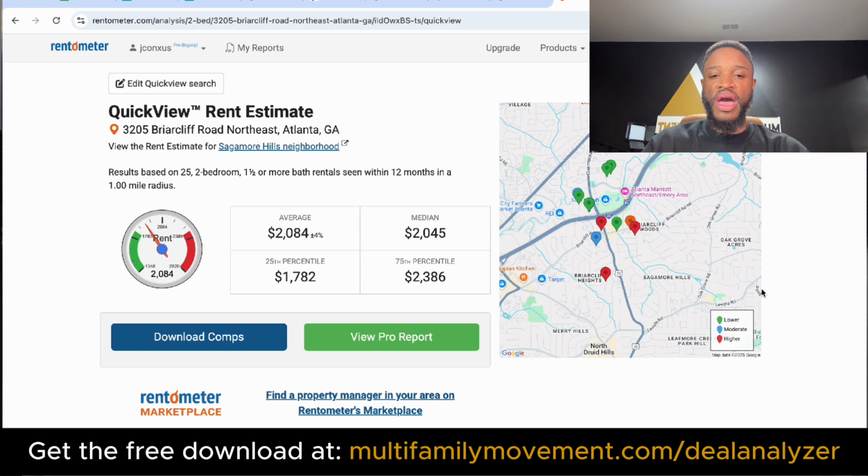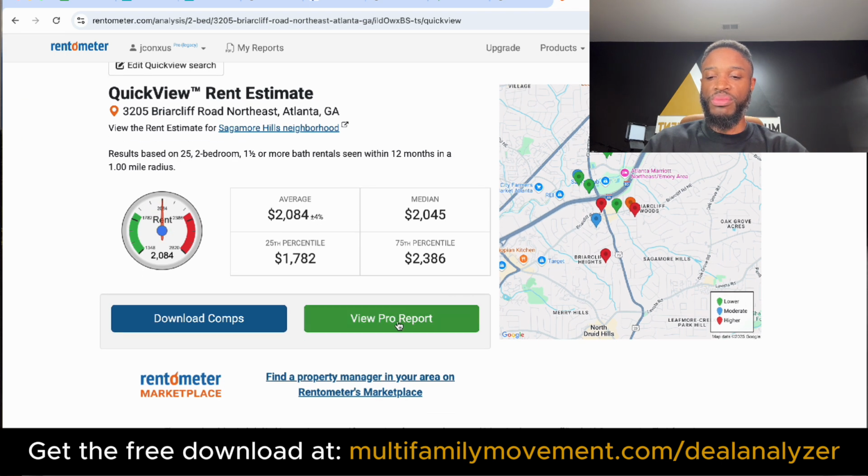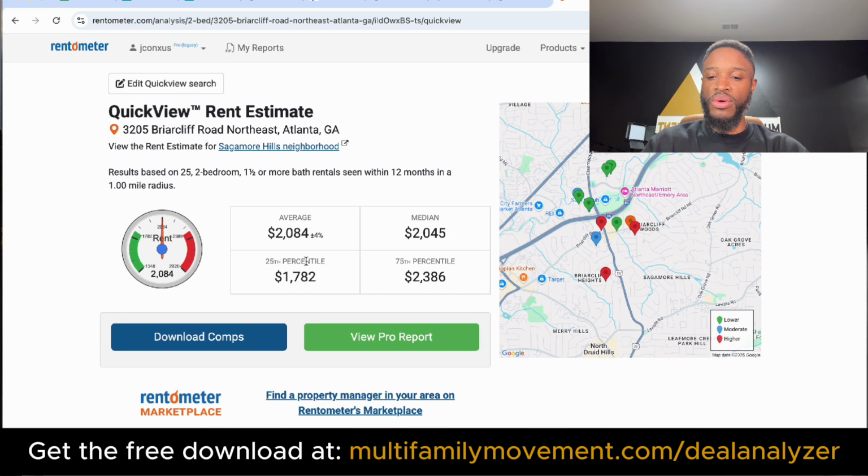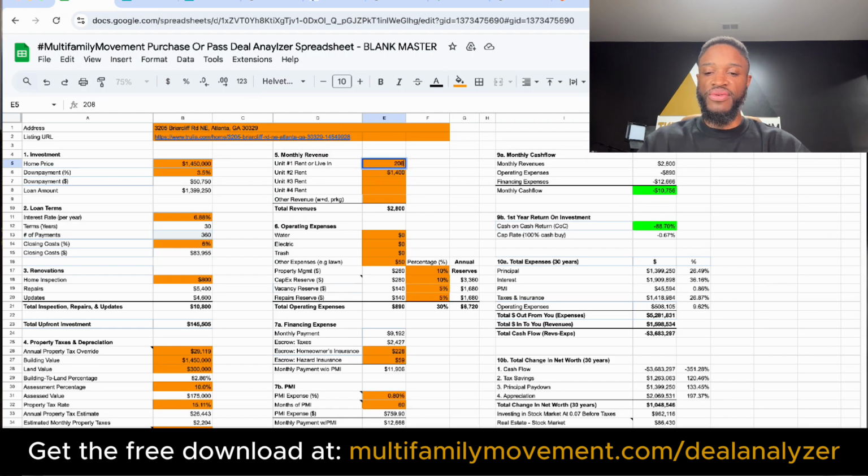When you have an actual account, Rentometer breaks this down for you. You can view the pro report, but we won't do that right now. It's going to give you the 25th percentile, the median and average, and the 75th percentile. I usually use the 25th percentile when I'm running my numbers because I want to be conservative. But in this case, let's just say we use the average right now. So $2,084, and all the units are identical, so we're going to put $2,084 in each of these.